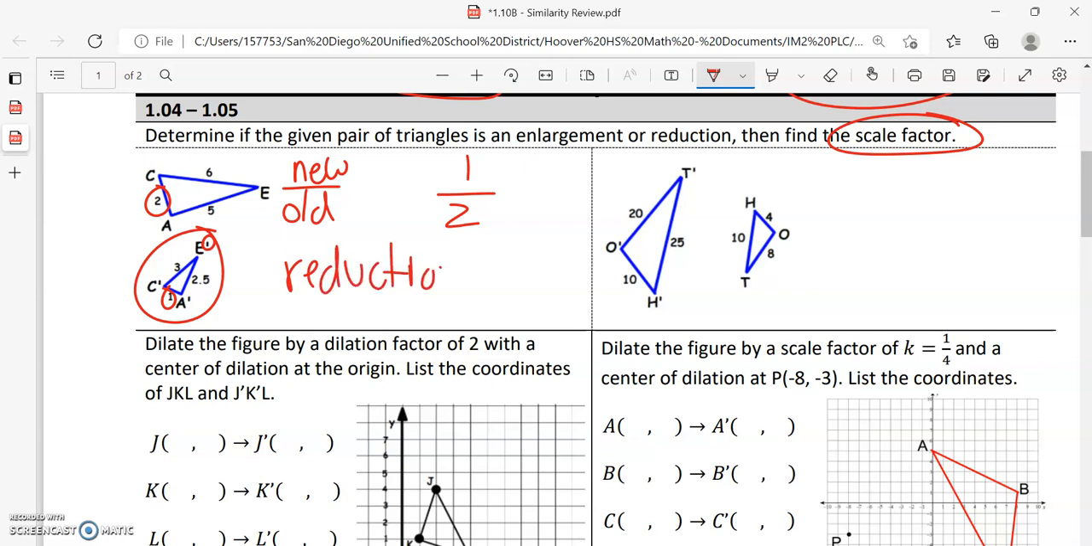So it's a reduction. Same process over here, new versus old. This triangle's new. That'll go up top. Small number is 10. And small number over here is 4. 10 over 4 simplifies to 5/2 or 2.5. That is greater than 1, so it is an enlargement.